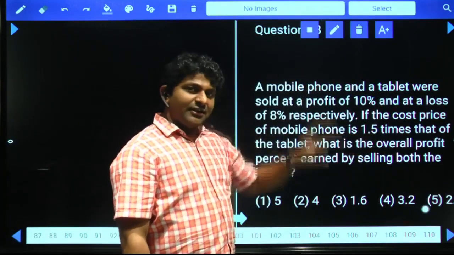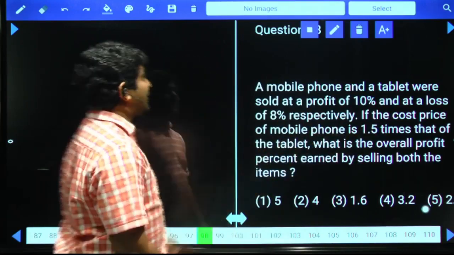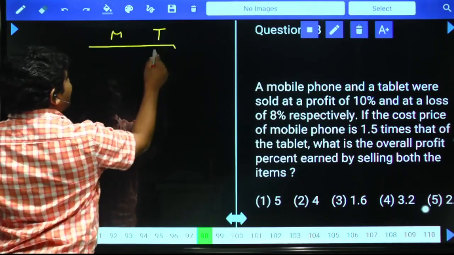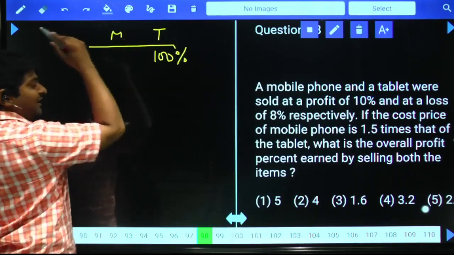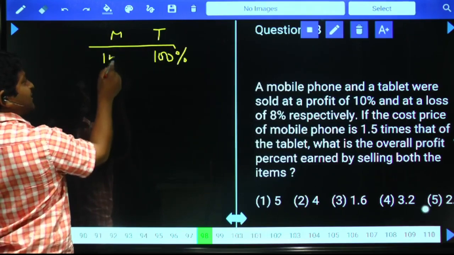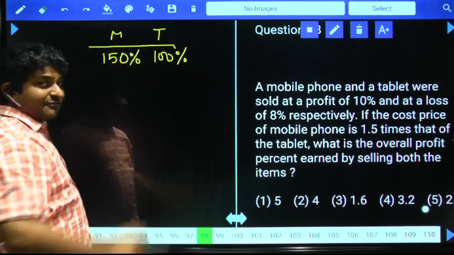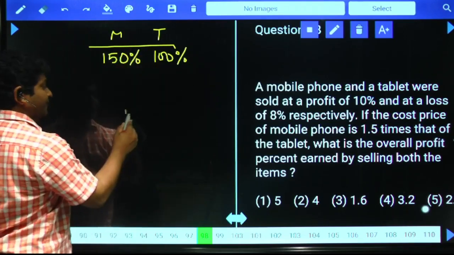First of all, we should start from here. Mobile phone cost is 1.5 times that of the tablet. So let us take the tablet price as 100%, because mobile cost depends on the tablet and is equal to 1.5 times. If it is 100%, mobile cost becomes 150%. This is the cost price of mobile and tablet.